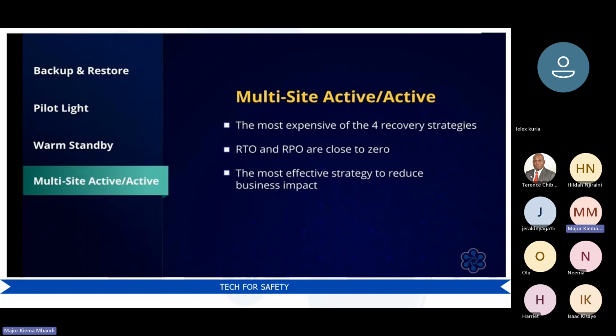The last one is the highest availability, so you'll have the most expensive of the four recovery strategies, and the RTO and RPO are close to zero, because you can't have zero, but they are closer to zero than the rest of its counterparts. It's the most effective strategy to reduce business impact, but at the same time the cost is highest. So as you are seeing, when you move down, cost increases, your deployment becomes more and more available, and this results in reduced business impact, but cost increases. RTO and RPO, of course, now decrease.